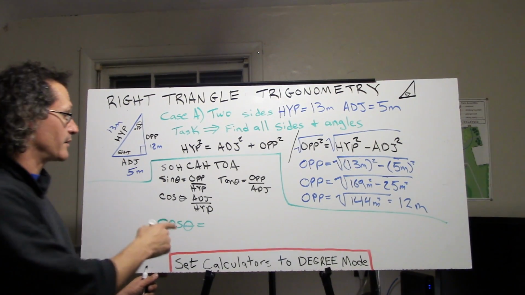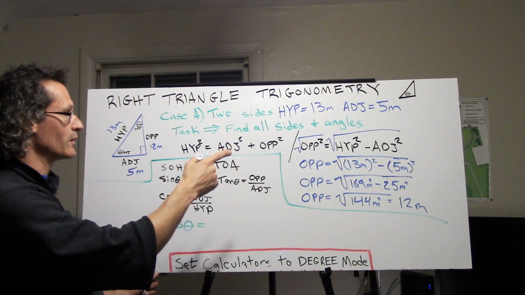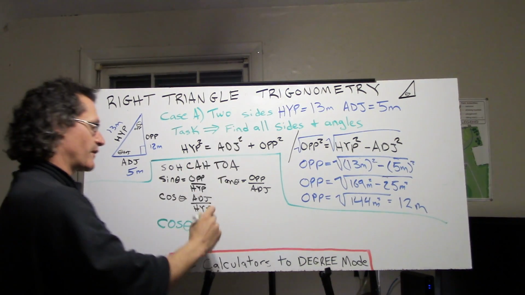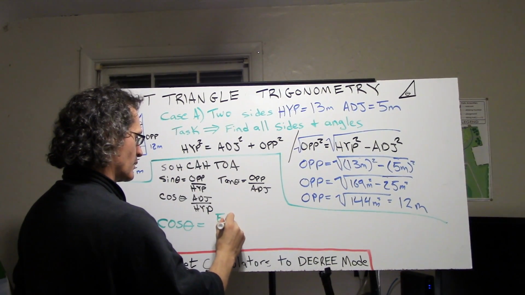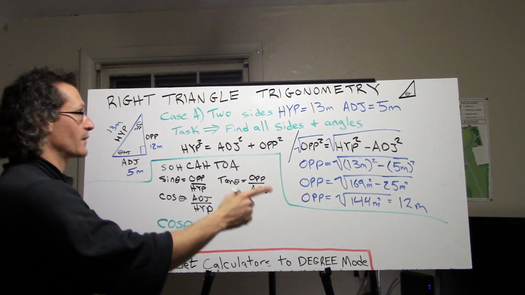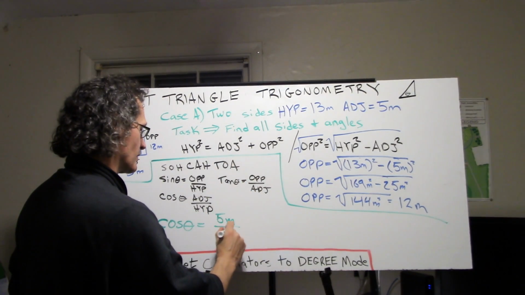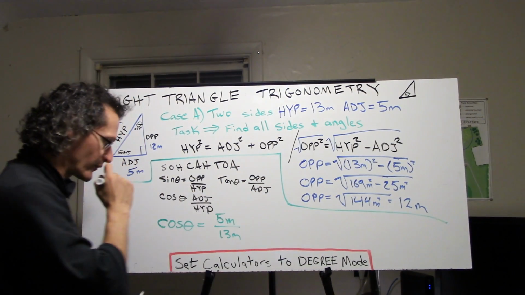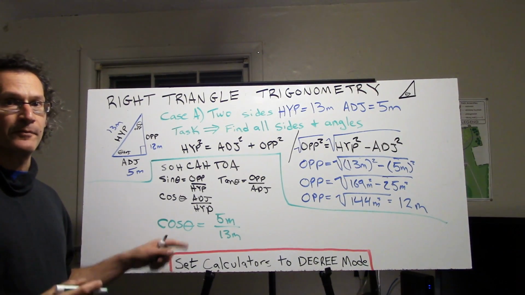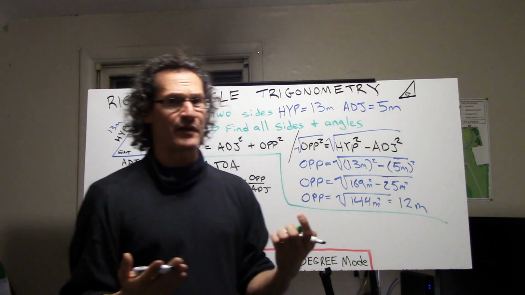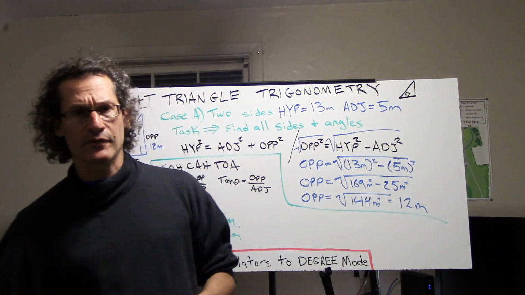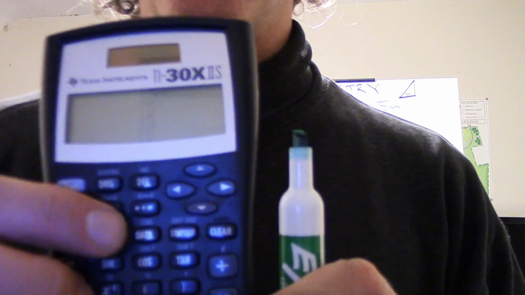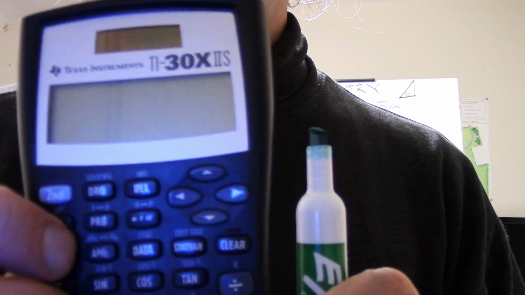Cosine theta is equal to adjacent, which is 5 meters, divided by the hypotenuse, 13 meters. So here's our ratio. 5 over 13 is the cosine of this angle. We can find the angle pretty niftily from any scientific calculator. You'll notice that there's a series of buttons right here that have sine, cosine, etc.